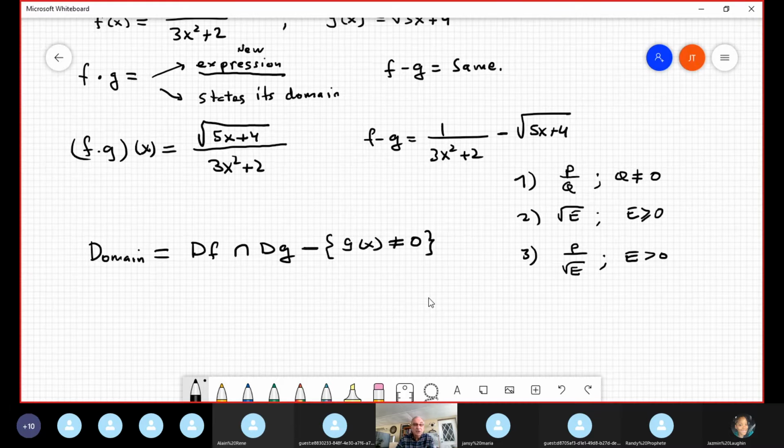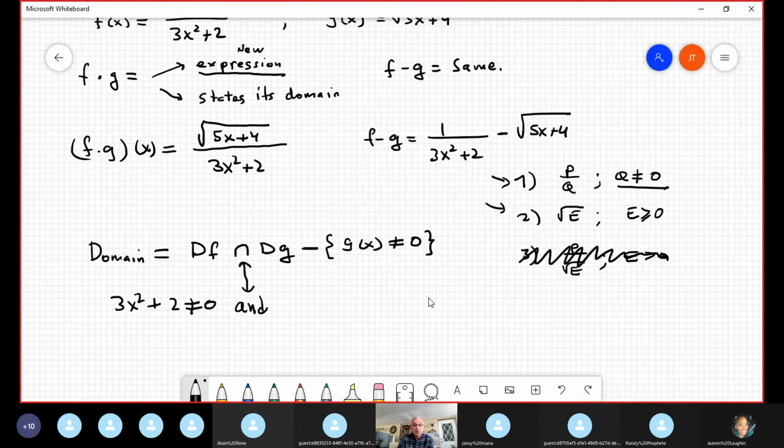Okay, so let me set out the restriction. Basically we apply restriction 1 and restriction 2. Restriction 3 does not apply in this example. So you copy the expression in the bottom, which is 3x squared plus 2, not equal to 0. Okay, I'm using this idea. And intersection is synonymous with this symbol: this is a word, and this symbol is used more in mathematical logic, and this is used in set theory notation.